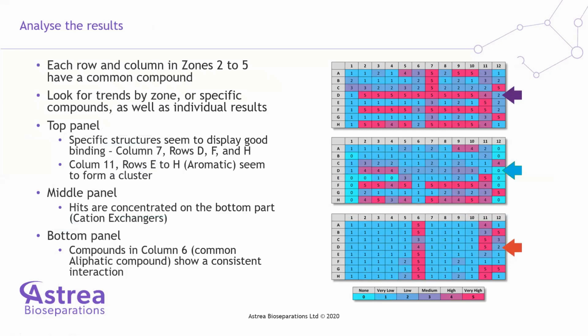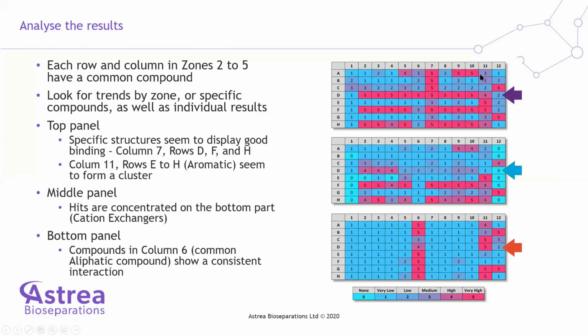Because, as I said, each row or column has just one common compound, they behave in a different way. And these are different examples of patterns that you can find once you do your screening.